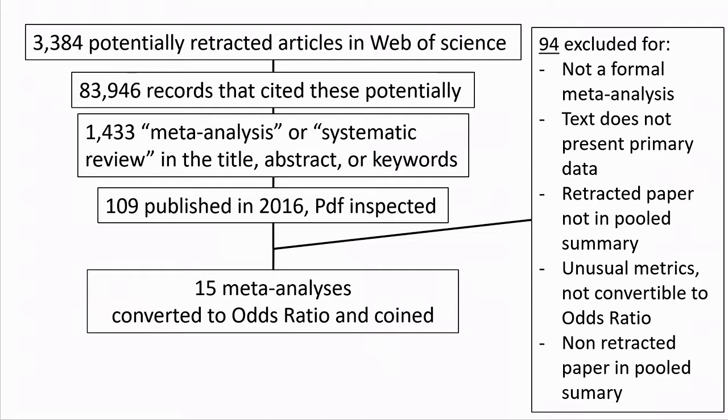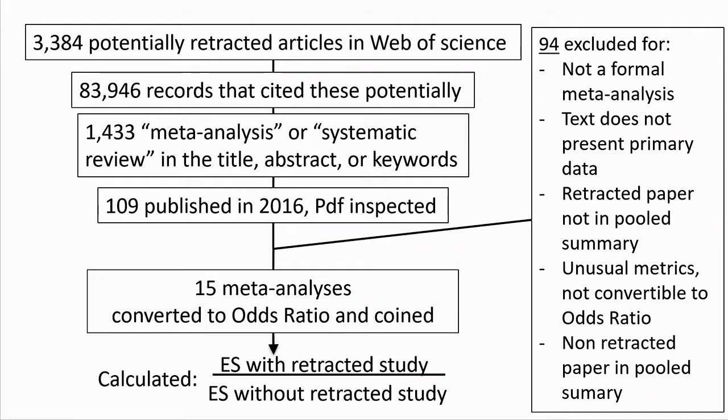So we have 15 meta-analyses, whose values were all converted to a ratio and coded, meaning that we reversed the values whenever necessary to ensure that the direction of the treatment effect was always the same. And then we did something very simple. We calculated the summary effect size for the meta-analysis as given, and then recalculated the value without the retracted study, and took a ratio of the two.